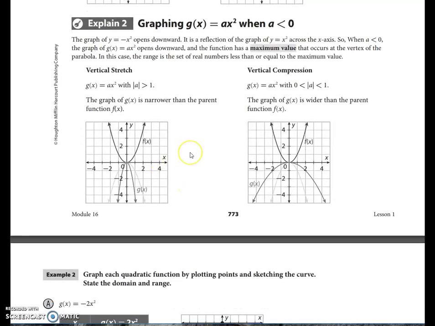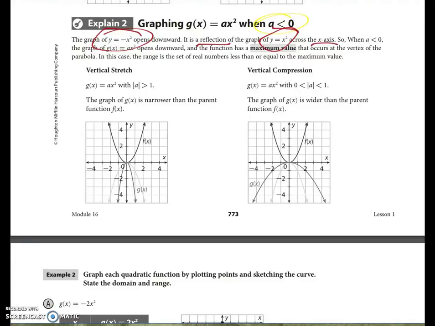Now then, the next part is what was going to happen to the graph when it has a value that is negative, when a is less than 0. Well, when a is less than 0, you're going to get a parabola that actually opens up downwards. So if we were to compare the graph of -x squared to the graph of x squared, you would see that it would be a reflection across the x-axis. So y equals -x squared is a reflection across the x-axis of y equals x squared.